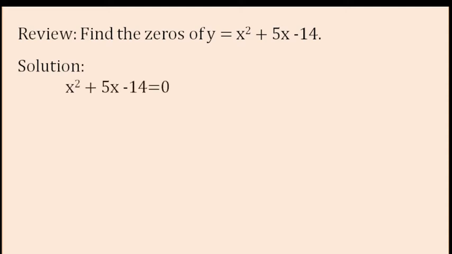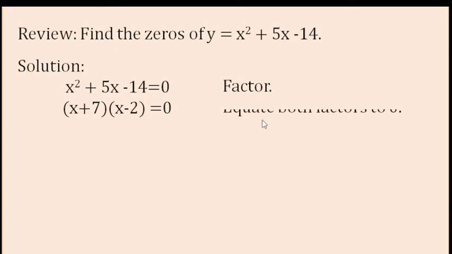Now, we can equate first our quadratic function. We will make it a quadratic equation, x squared plus 5x minus 14 equals 0. Now, we factor because this quadratic equation can be factored. So the factors of x squared plus 5x minus 14 are x plus 7 and x minus 2. After we get the factors, we are going to equate both factors to 0.